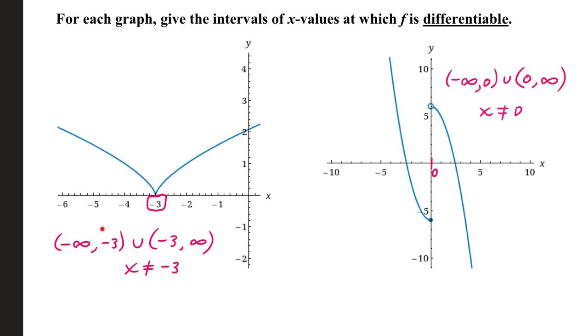Any x value less than negative 3 or greater than negative 3, you'll be able to take the derivative. The graph to your right, the function is not continuous when x equals 0. So again, any other x value is fine. Less than 0, greater than 0, just not at 0.